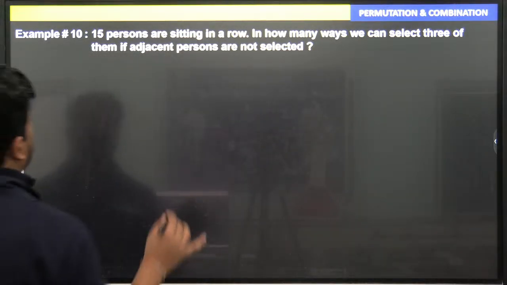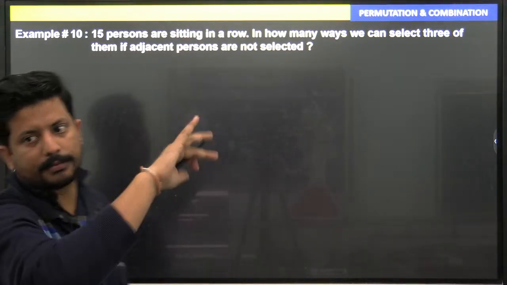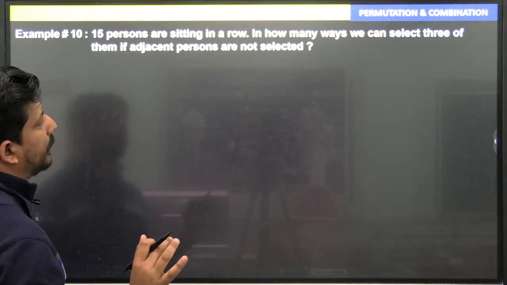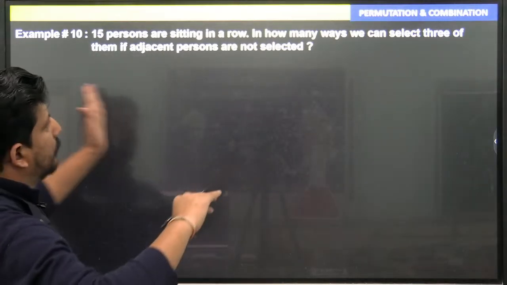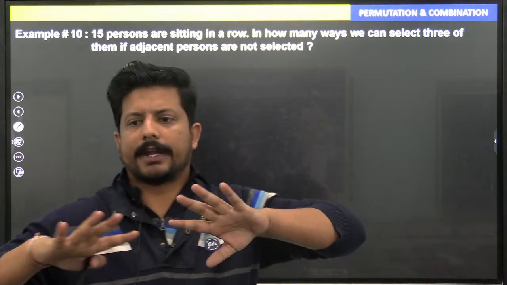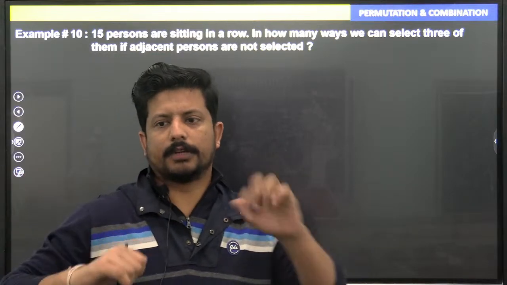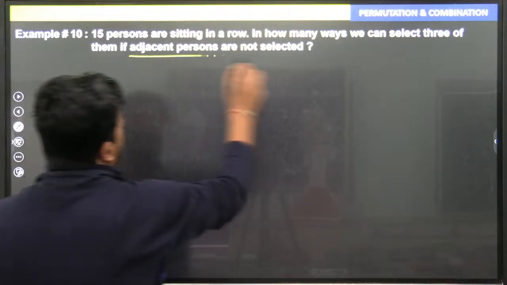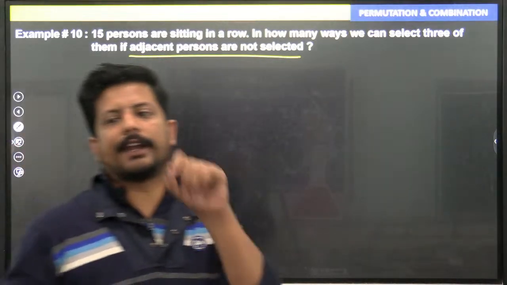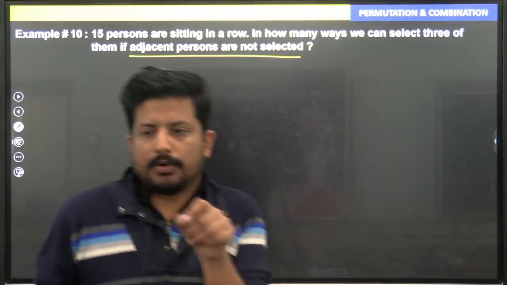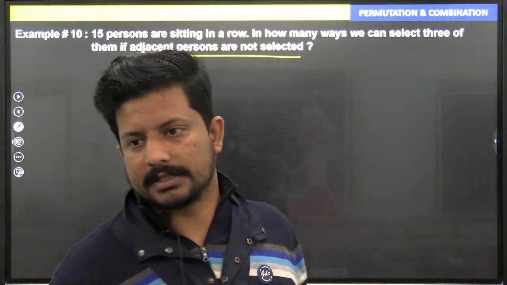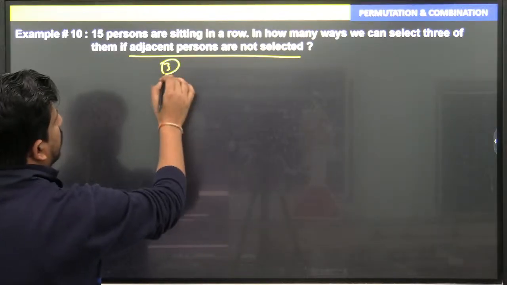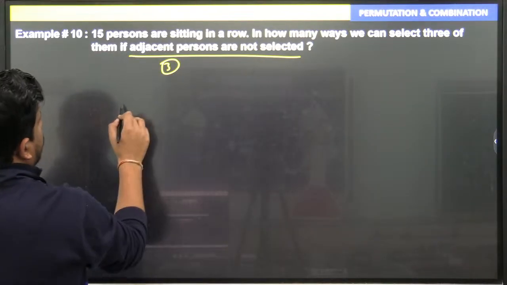So 15 members are there. We can say P1, P2, P3, P4, P5 up to P15. Sitting in a row, we can denote them by numbers 1, 2, 3 up to 15, in which we need to select 3, and adjacent persons are not selected. Means if you select 2, then you cannot select 1 and 3. If you select 4, then you cannot select 3 and 5. Yes or no? So now, let us assume 3 members are selected, so how many members are left? 12.